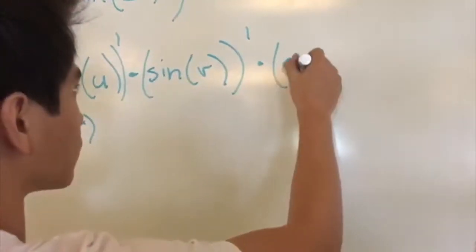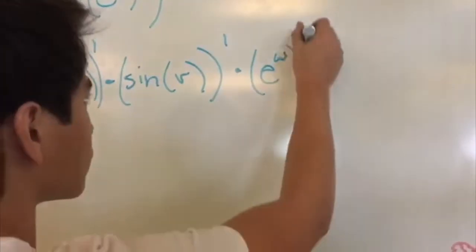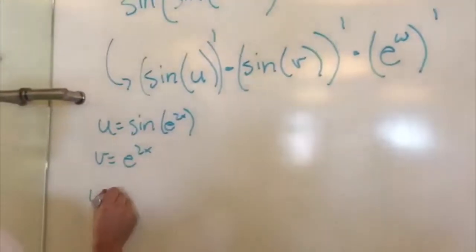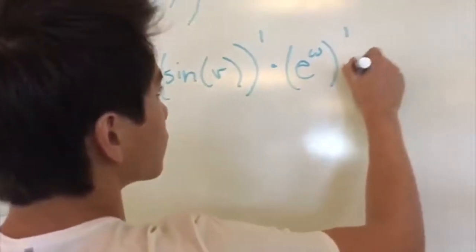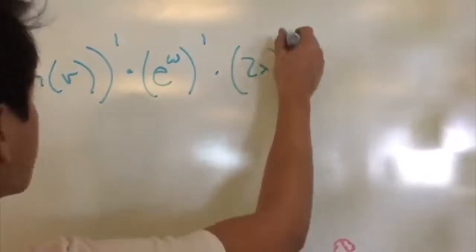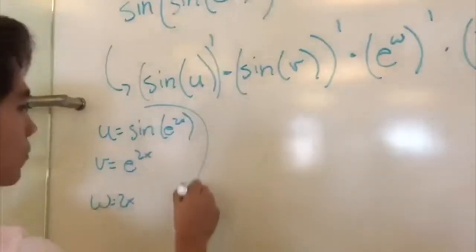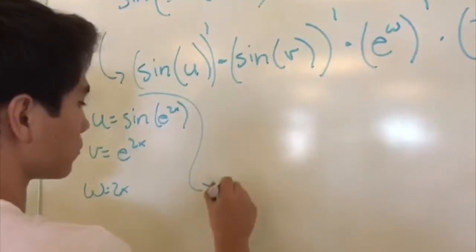Then we have to multiply once again and find the derivative of e to the w. W is going to be 2x. Then we have our innermost thing that is 2x. Now we have to find the derivative of that too.